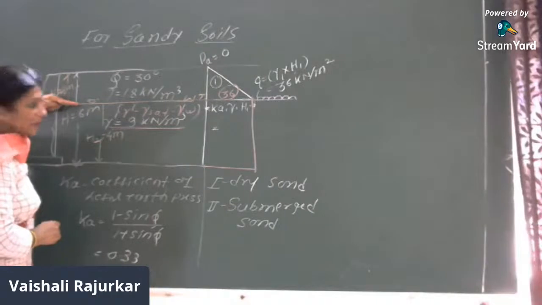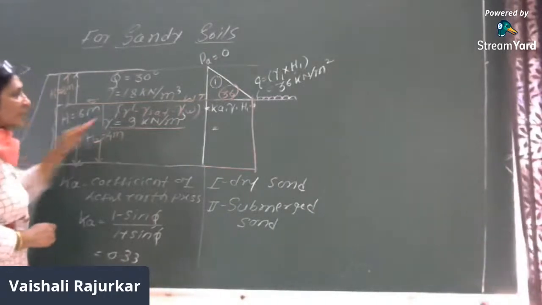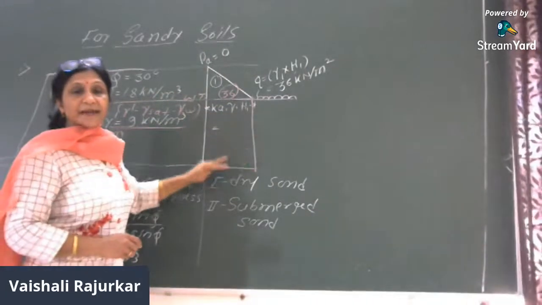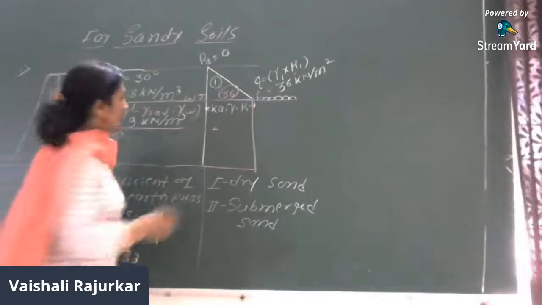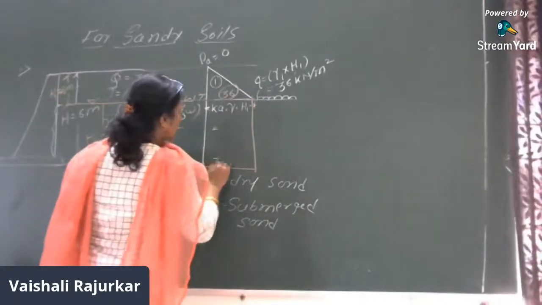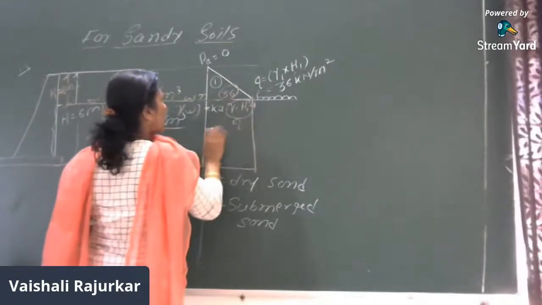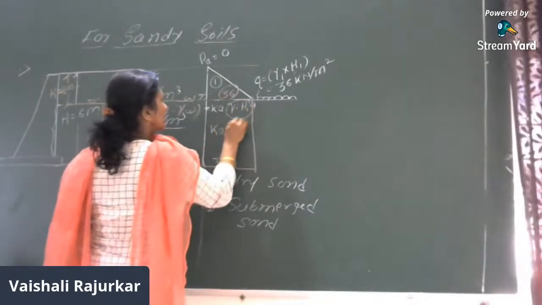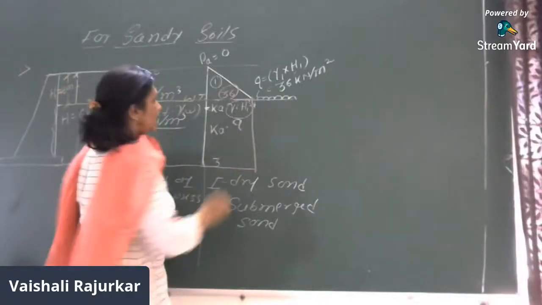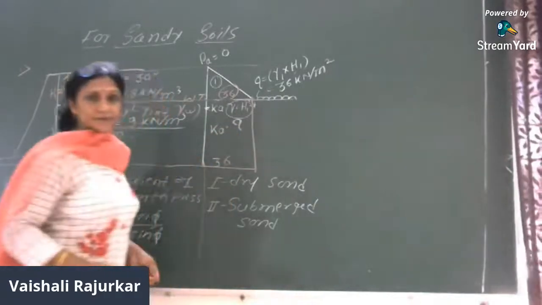It will be same over here, and same over here. Therefore, the distribution diagram is rectangular, right? And the intensity is again same. It will be this intensity. This is Q and this is K. So it will be Q into Ka and the same intensity, that will be 36, right?